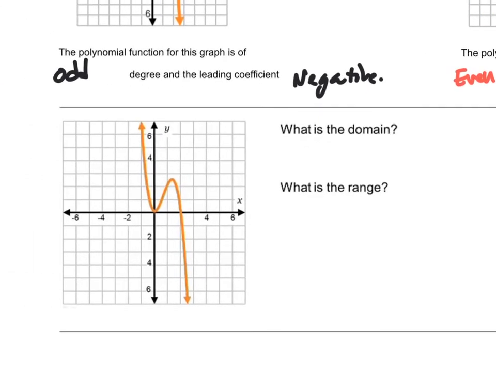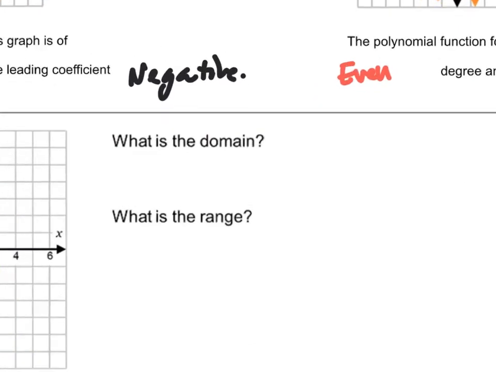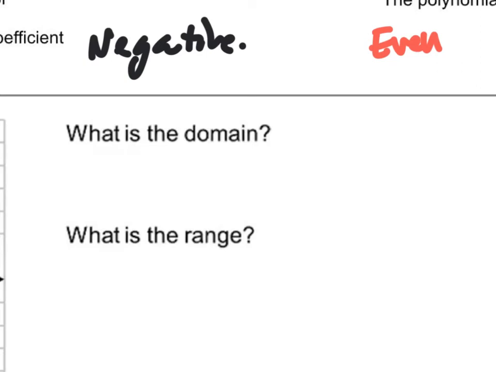Okay. All right, on this one, it's asking what is the domain? And the domain, remember, what's domain? What else can we think of when we hear the word domain?